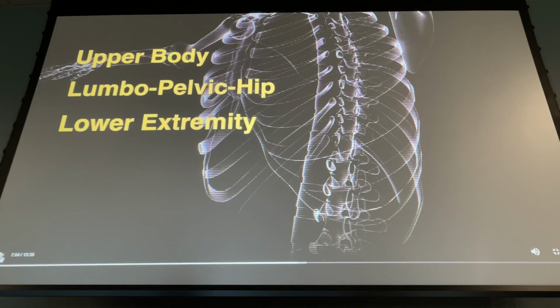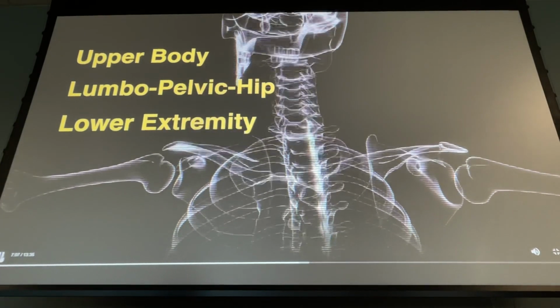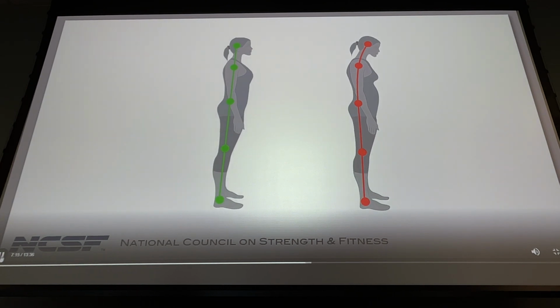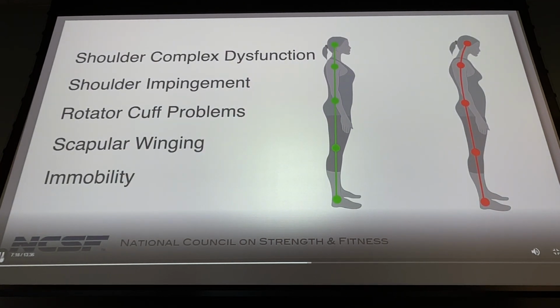So what is the lumbopelvic hip area? Where do you think that is? Lumbo meaning, what is lumbo? Lumbar, or where's the lumbar? Lower back. Okay, pelvic, hip. So this whole complex in here, and then lower extremities would be the legs. By examining upper body distortions, in the upper body, anatomical segments commonly migrate forward as seen here. Common issues with this migration include shoulder complex dysfunction, shoulder impingement, rotator cuff problems, scapular winging, and significant immobility.